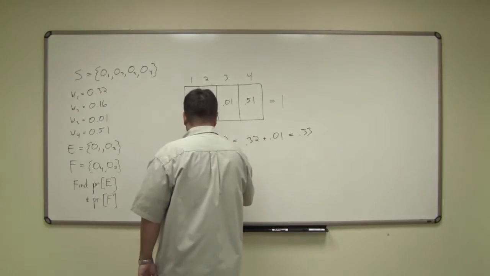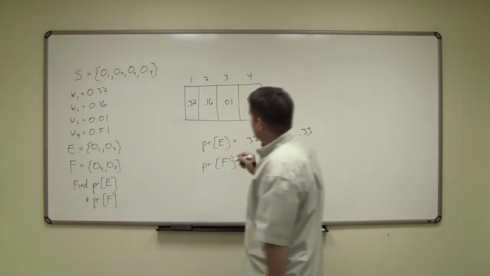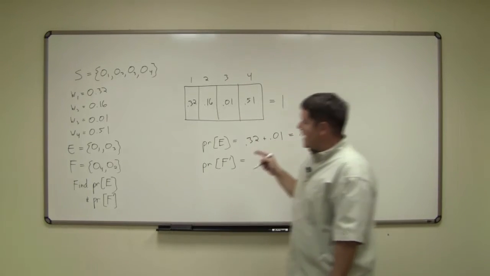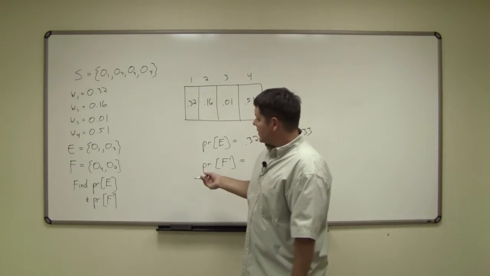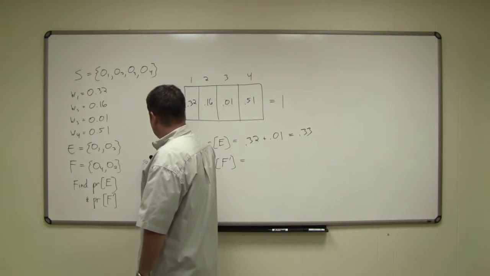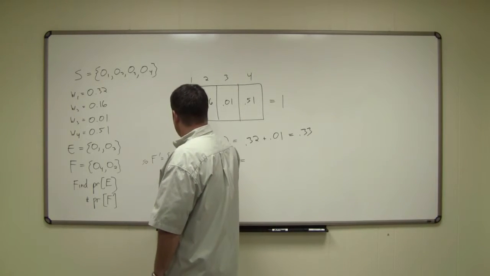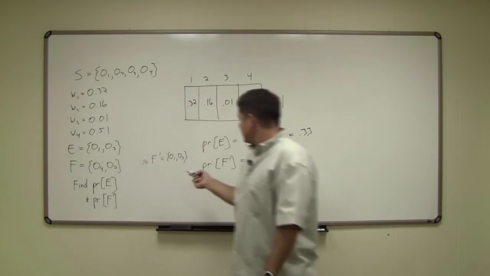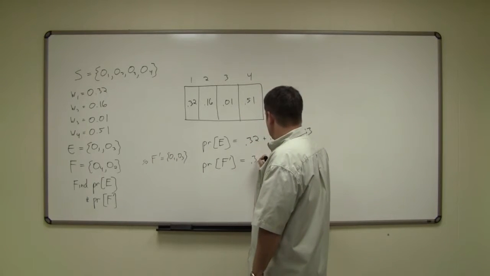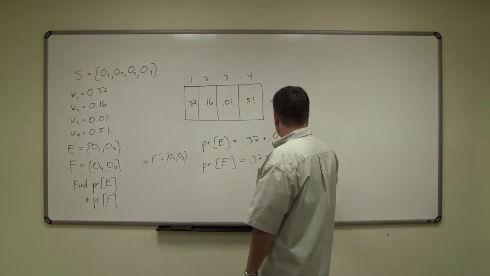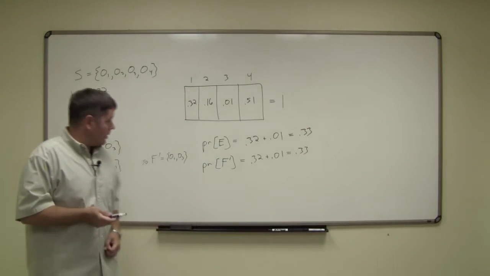The other thing we need is F complement. All right, so we look at the picture and we say, well, set F has results 4 and 2. Well, then the set of things that's F complement has to then be outcomes 1 and 3. So F complement is actually the same thing as E, which we just determined, 0.32 plus 0.01. So E and F complement in this particular problem are the same set.